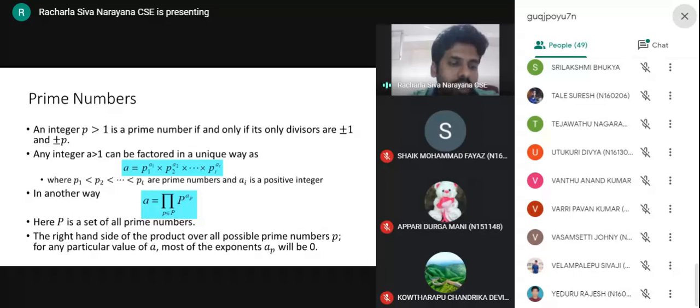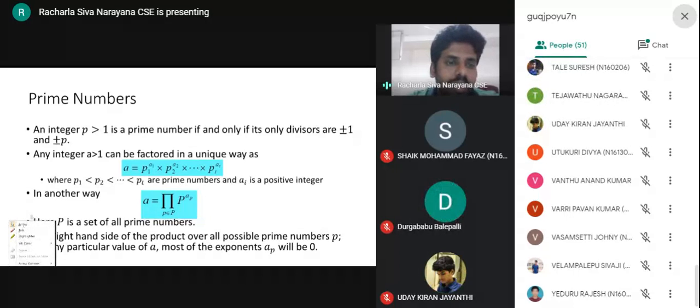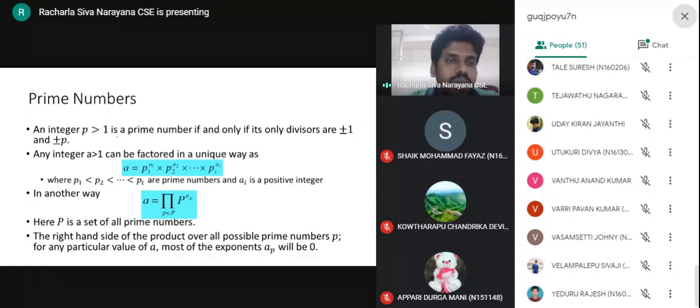So first, prime numbers. You already know about prime numbers. The definition: an integer p greater than 1 is a prime number if and only if its only divisors are plus or minus 1 and plus or minus p. Then only we can say that number is a prime number. So the divisors being only 1 and itself is called a prime number.